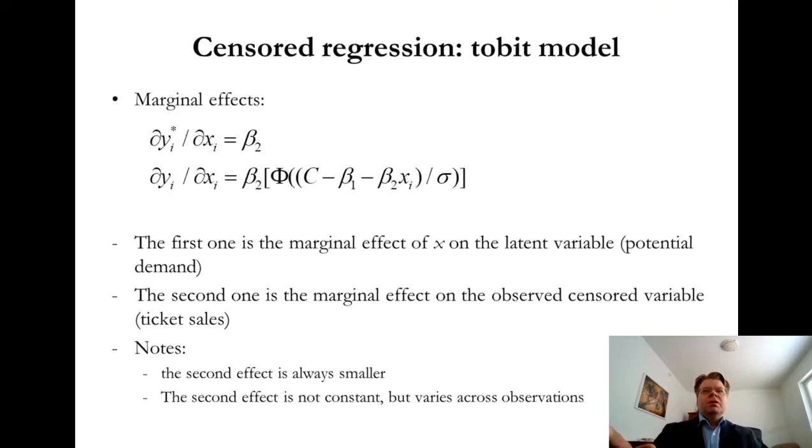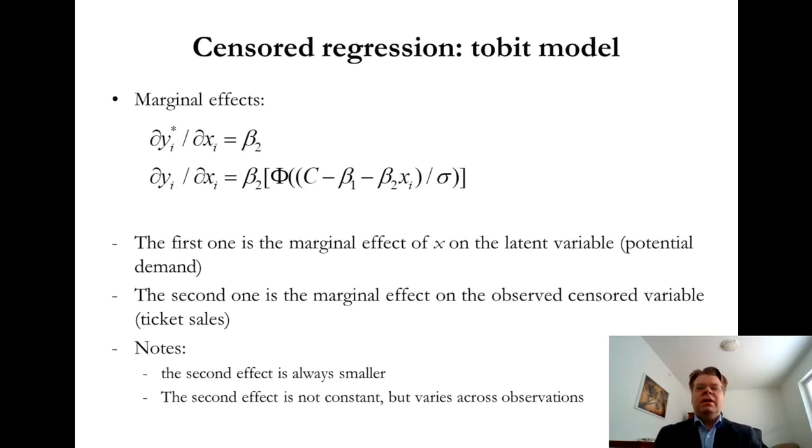Okay. So then another thing that I want to still mention is this marginal effect that we already discussed in the case of the Tobit model. So here, when we estimate this kind of Tobit model with censoring, then we might be interested in the impact of price on the ticket sale, or we might be interested in the price of the ticket on the demand. And there is a slightly different.